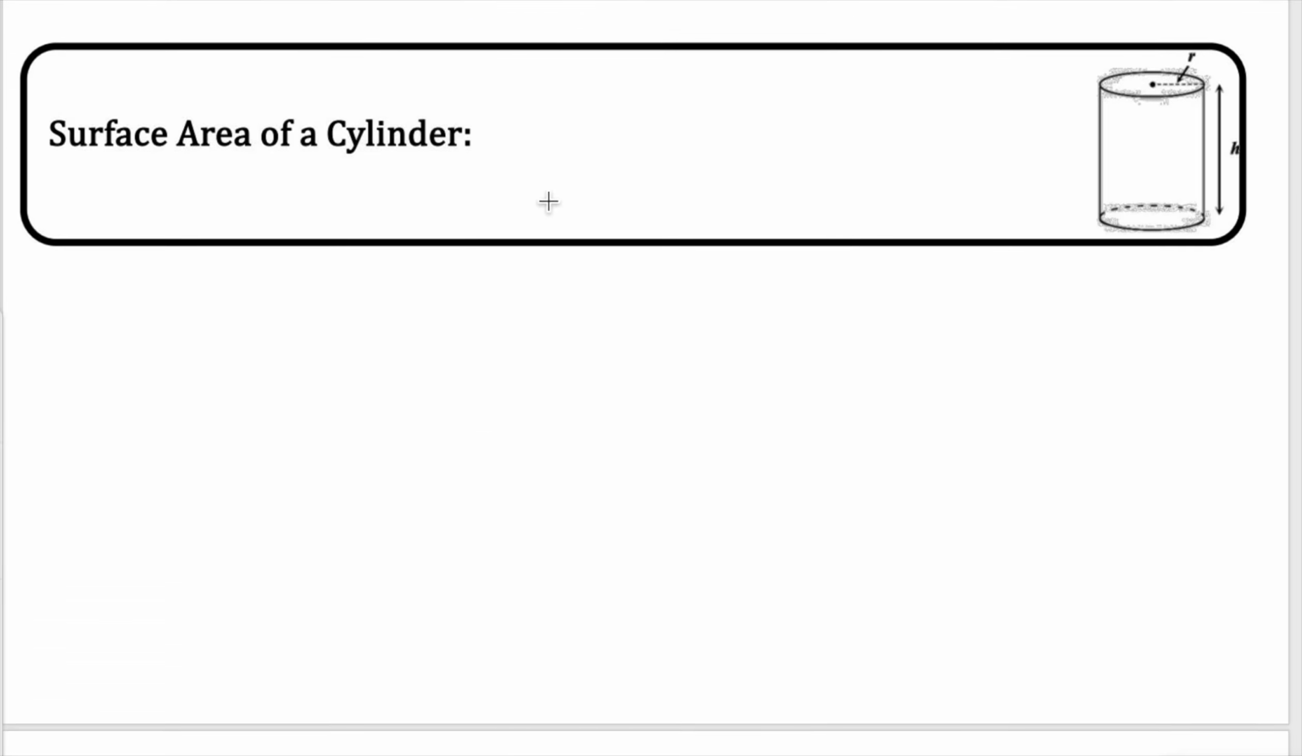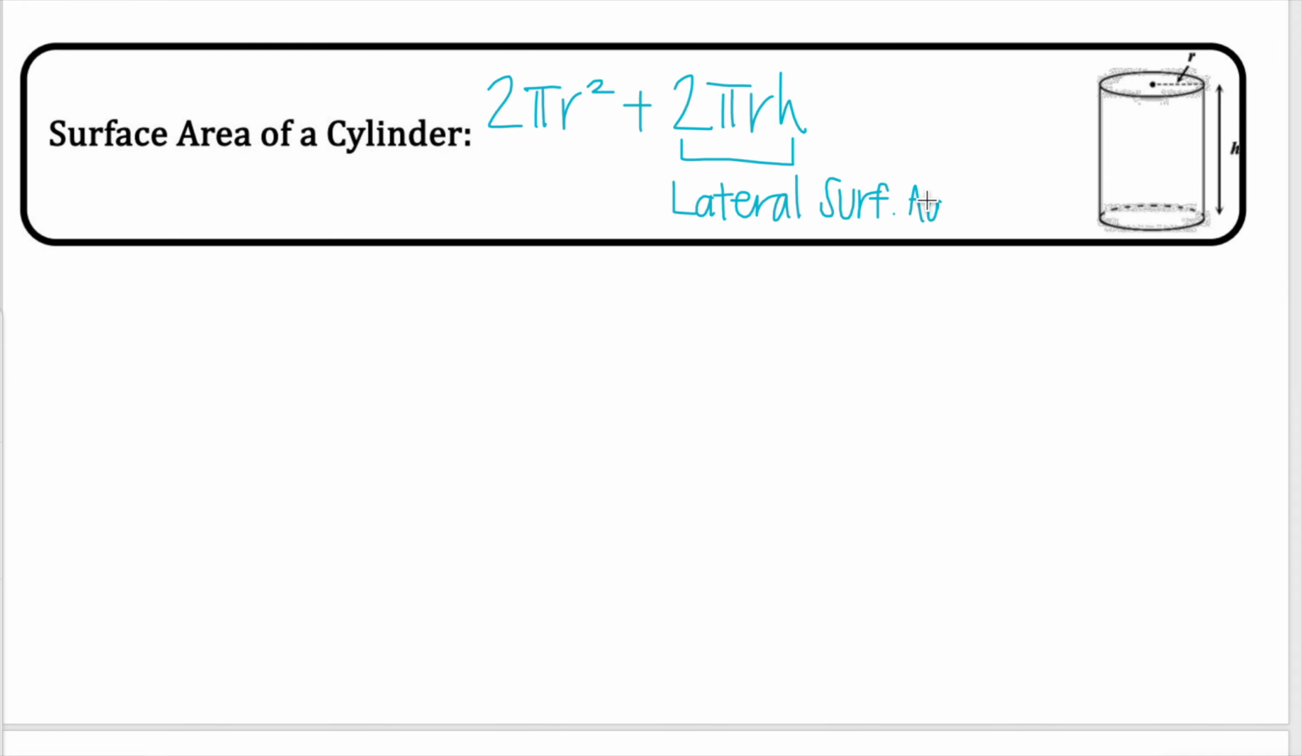Next up, we have the surface area of a cylinder's formula. We're going to use 2 pi r squared plus 2 pi rh. This portion, 2 pi rh, is the lateral surface area. And this portion, 2 pi r squared, is just the area of the bases. Because the bases are two circles, so that's 2 times pi r squared. And then 2 pi rh is the area of the rectangle if we unrolled it.